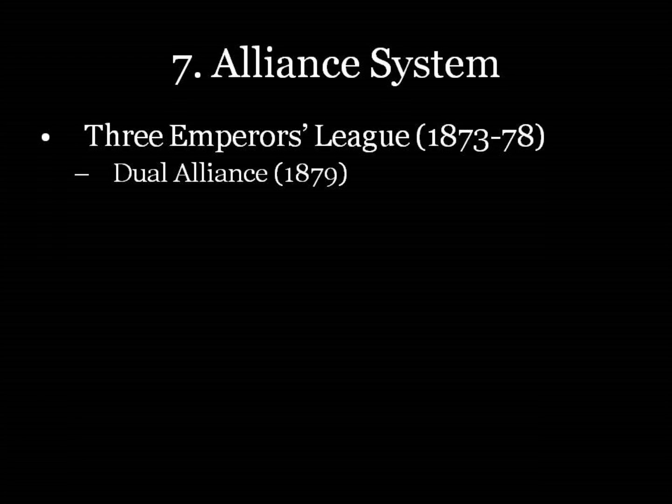Remember that it was Bismarck, supposedly Russia's ally, who had called the Congress of Berlin that limited Russia's gains in the war. Austria-Hungary, Russia's other erstwhile ally, also betrayed Russia. As a result, Russia left the League, but Germany and Austria-Hungary renewed their alliance, now known as the Dual Alliance, in 1879.